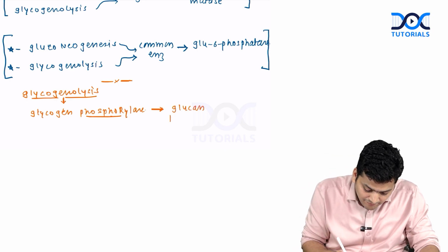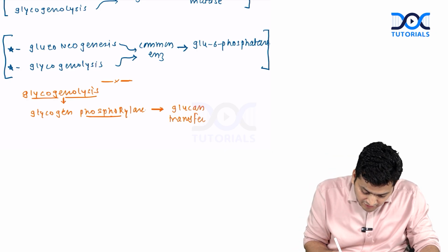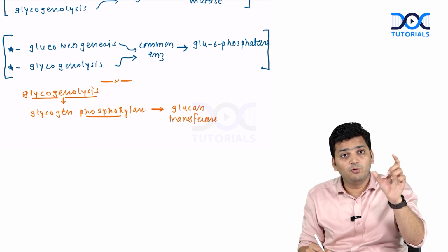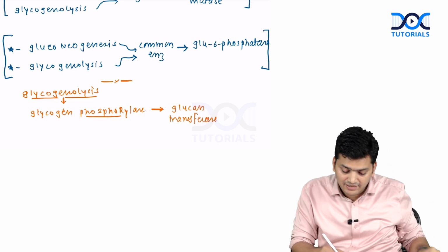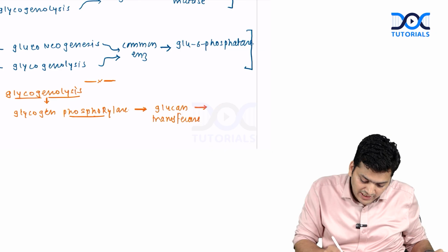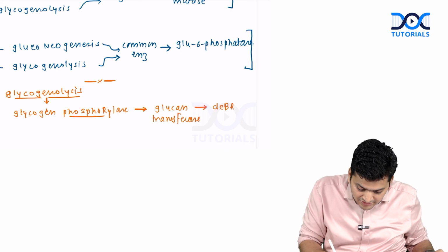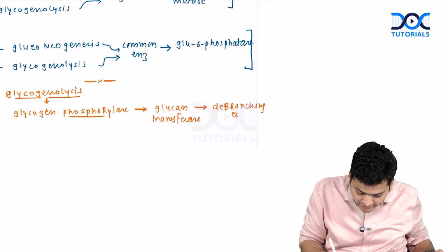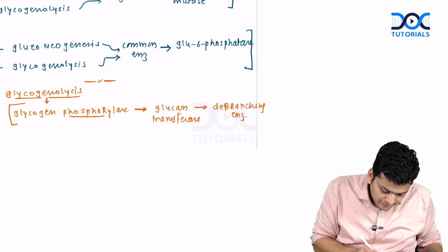Glucan transferase. That is going to transfer how many glucose residues? Out of 4, how many will be transferred? 3. Then the branching point will be exposed. Then which enzyme will come? The debranching enzyme. And then again the same sequence will be repeated.